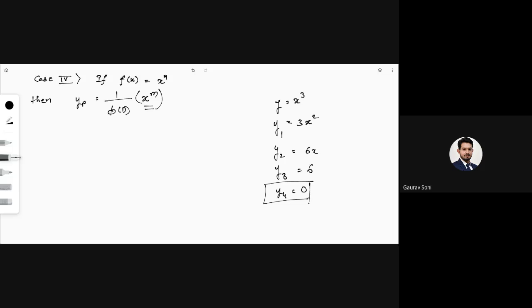So we will use this trick. Whenever there will be x raised to m, I know that after a certain number of derivatives it becomes 0. So I will try to write down this phi of d in terms of derivatives. We will write 1 upon phi of d as the series of derivatives.